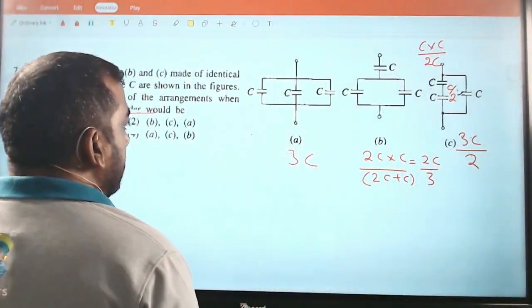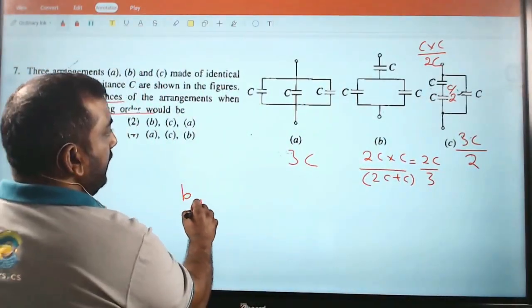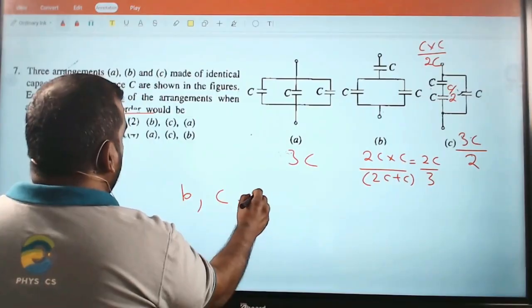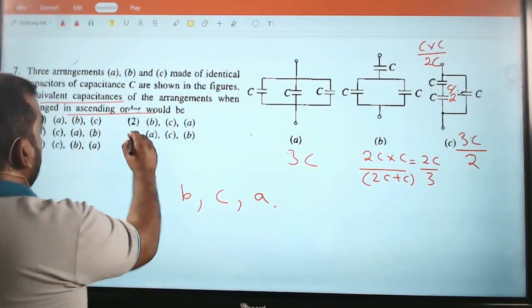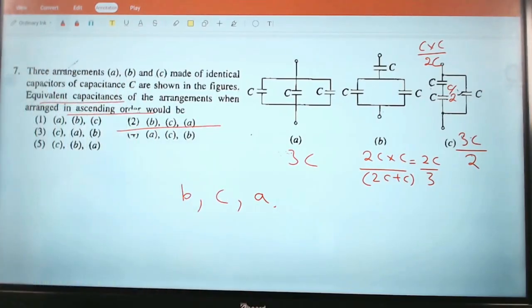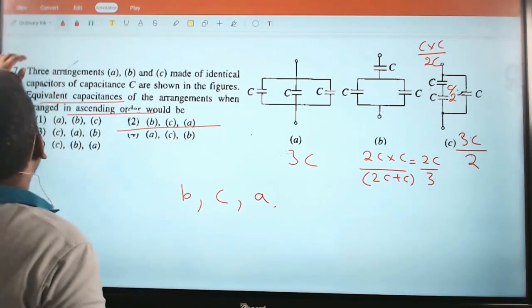Ascending order means increasing order: smaller one, slightly bigger, larger. BCA. BCA means the correct answer is going to be answer number 2. Right. Moving on.